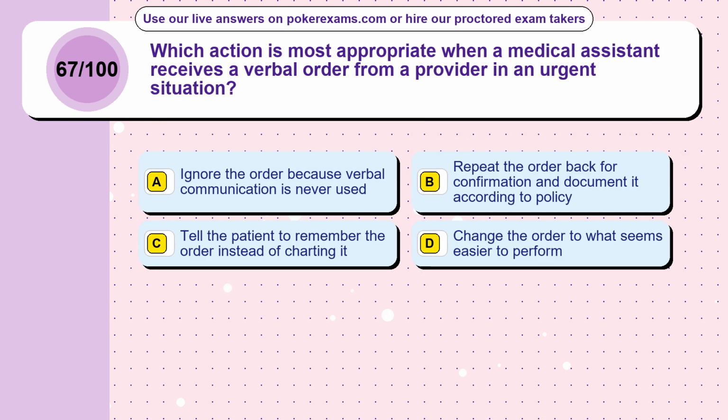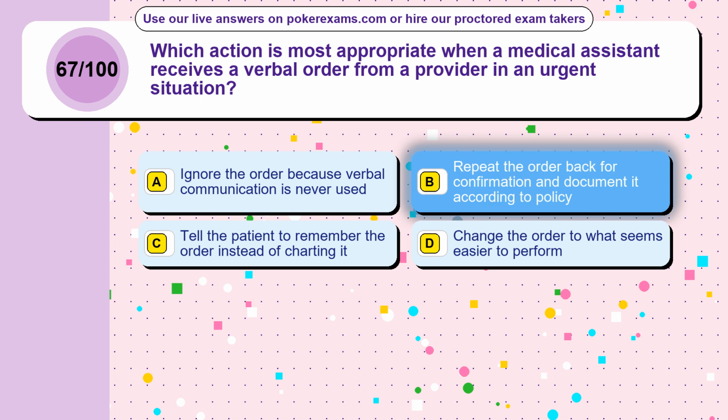Question 67. Which action is most appropriate when a medical assistant receives a verbal order from a provider in an urgent situation? Option A. Ignore the order because verbal communication is never used. Option B. Repeat the order back for confirmation and document it according to policy. Option C. Tell the patient to remember the order instead of charting it. Option D. Change the order to what seems easier to perform.